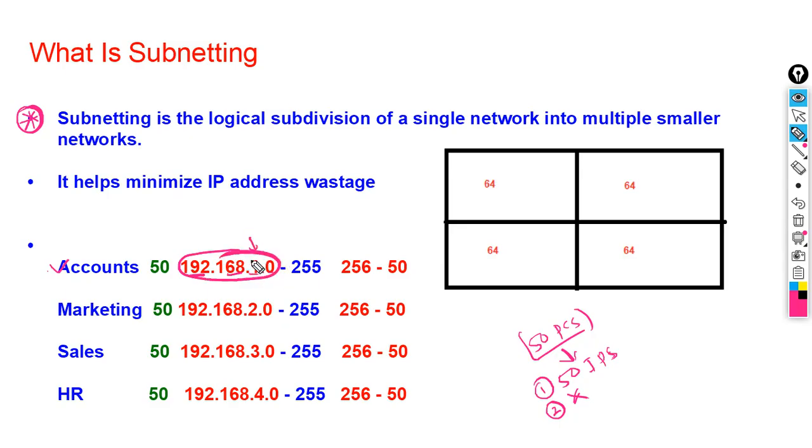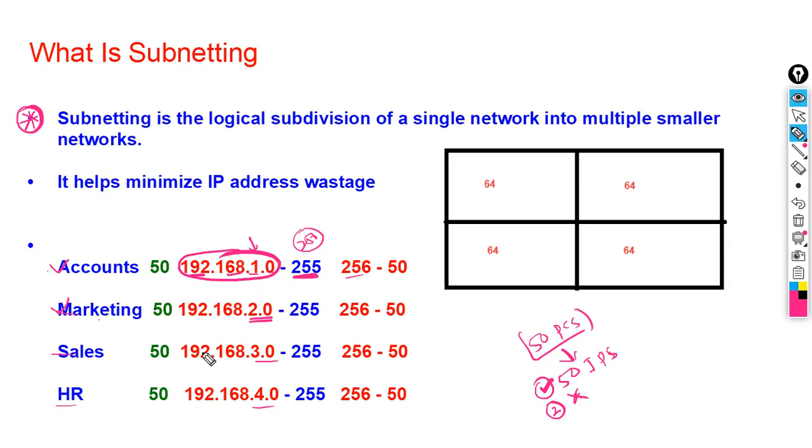In this network, how many IP addresses can we get? 256. What is the requirement? 50. It is fulfilling the requirement, yes. And the second requirement, they should not communicate. So to not make them communicate, we will provide different networks to different departments. If you provide the 2.0 network to marketing, these two departments will not communicate. So we will provide 2.0 to marketing, 3.0 to sales, and 4.0 to HR.